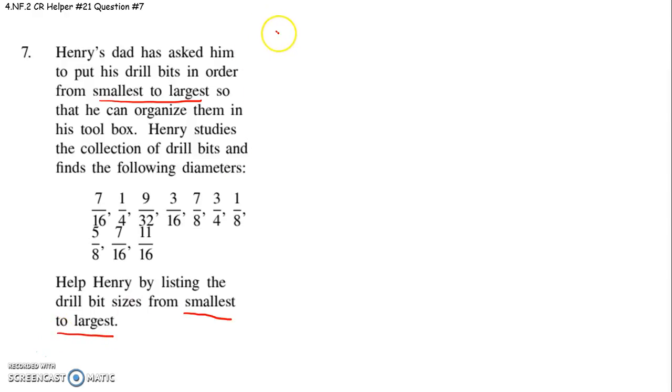Okay, so I would suggest we find a common denominator. It's just easy to then put fractions in order from smallest to largest. Once you have a common denominator, you just compare the numerators. So let's write them all out.